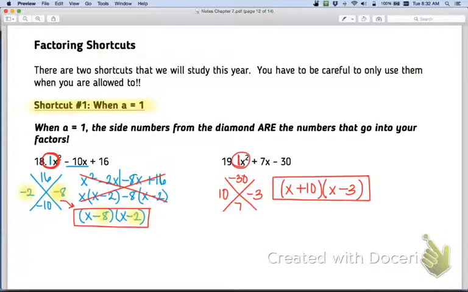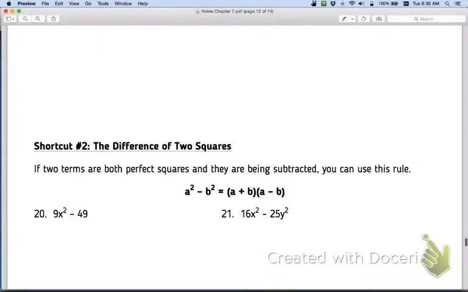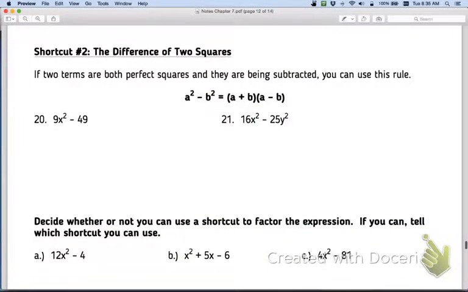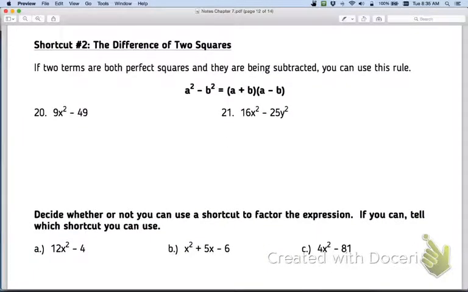Now, the second shortcut is a little bit more difficult to follow. Remember, we've seen the ones where there were only two terms, and so B was equal to 0. This doesn't work for every single one of those cases, but this is called a difference of two squares. Now, the most important part here is this word difference.